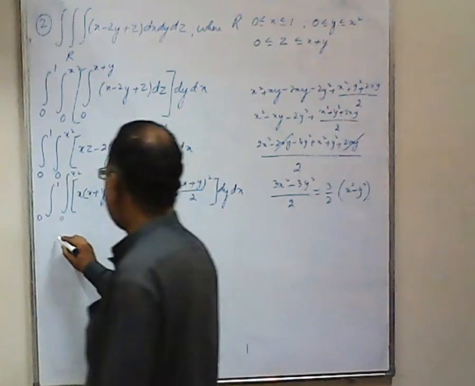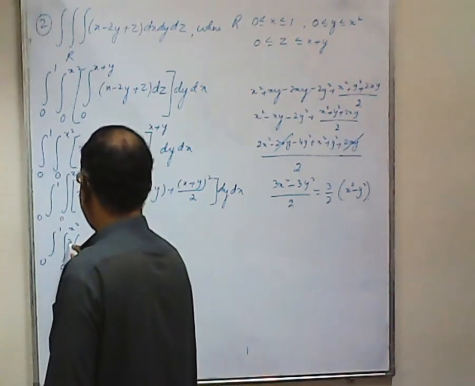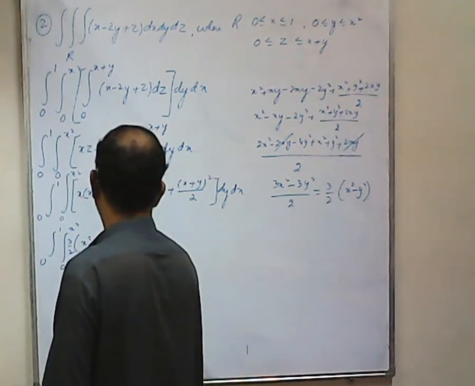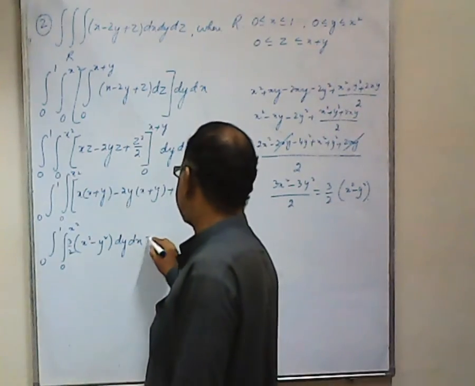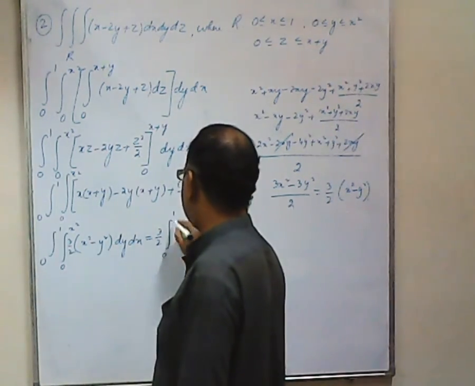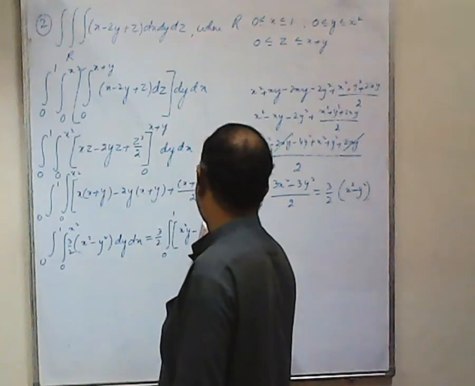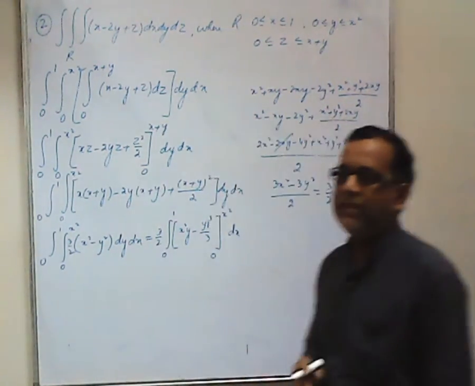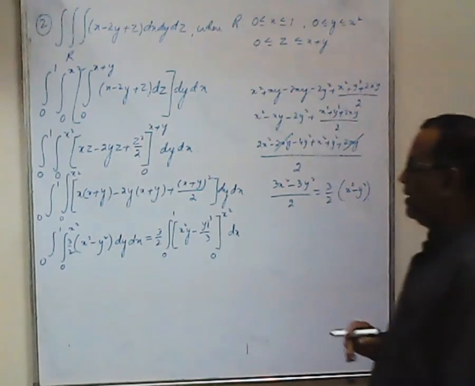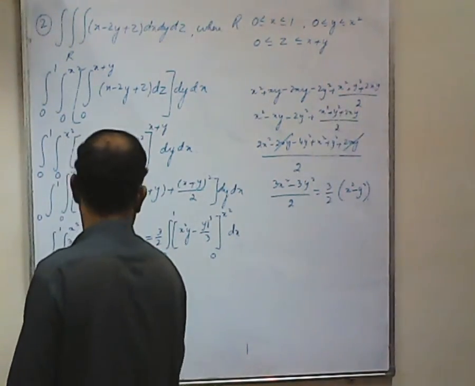So now I have the integral 0 to 1, 0 to x square, and here I have 3 by 2 (x square minus y square) dy dx. So I can write this constant outside, 3 by 2 integral 0 to 1, and integrating x square means x square y, and integrating y square means y cube by 3, and we need to substitute the limits 0 and x square, and finally the dx.